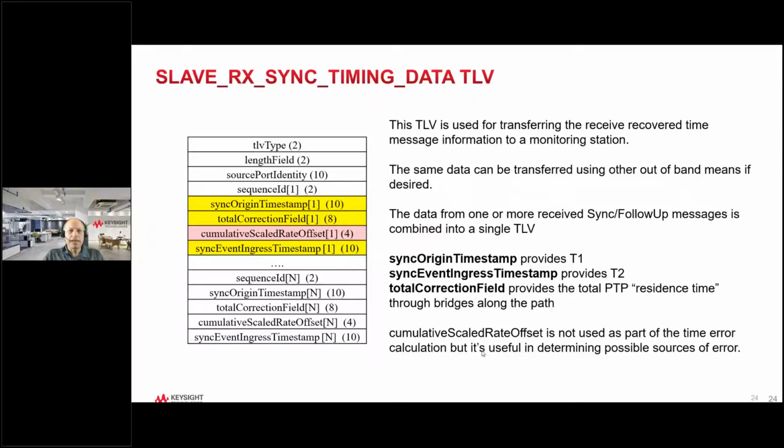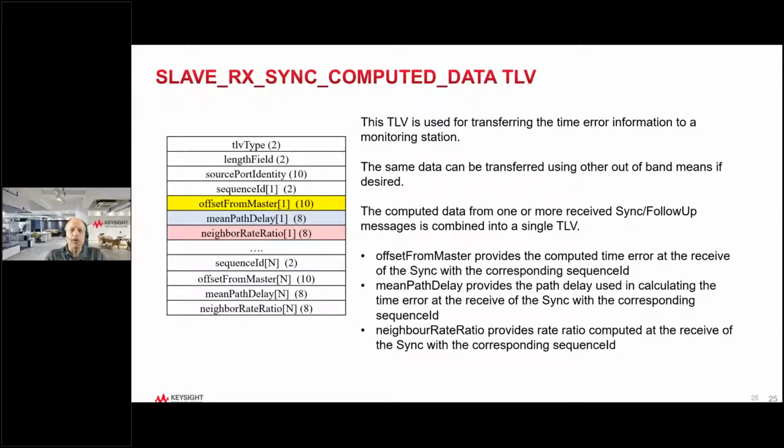The second TLV is used if the calculation is done within the slave itself, in which case what we're transferring is the offset from the master, which is the actual time error. The mean path delay provides the path delay used in calculating the time error, and the neighbor rate ratio provides the rate ratio computed at the receiver of the sink, and that again can be used to help identify the error or the source of the error.